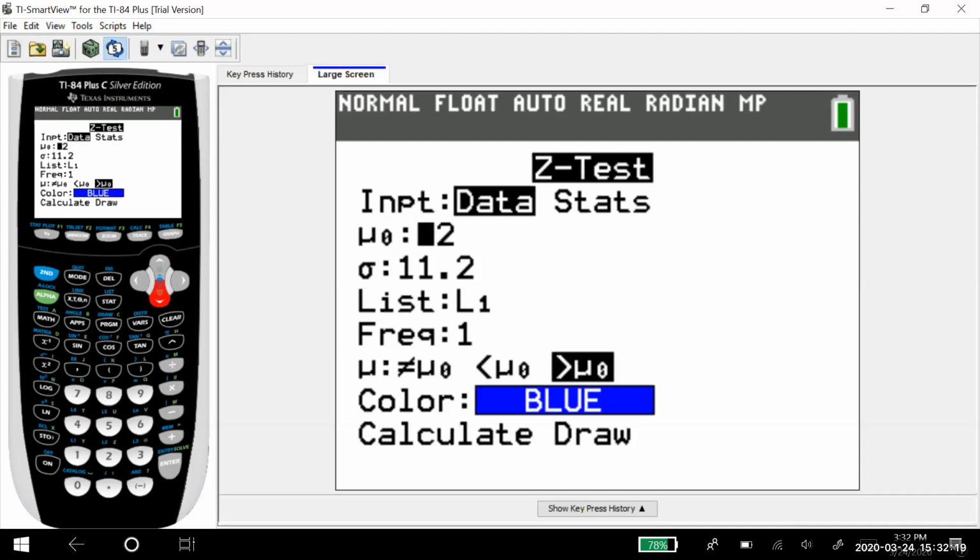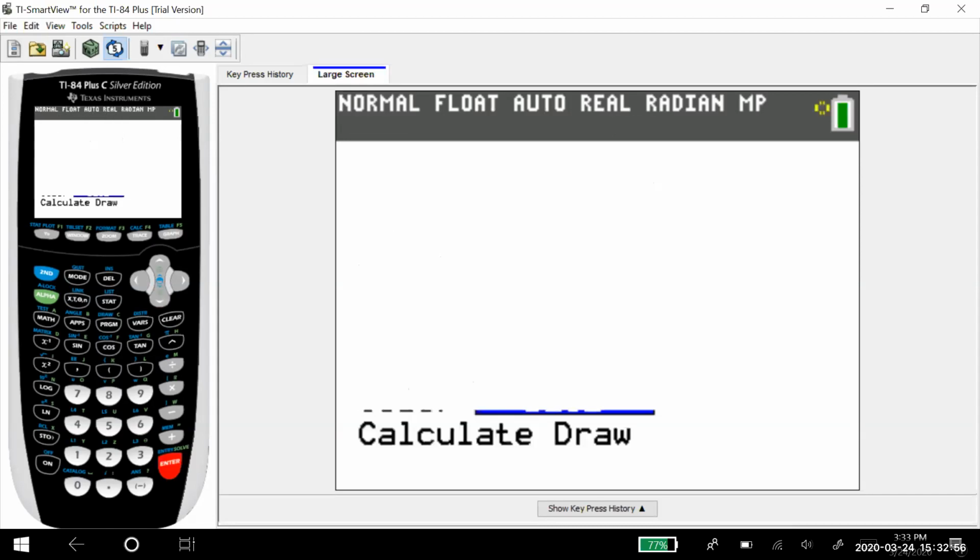The question says at the 1% significance level, do the data provide sufficient evidence that the age is less than 55 years old? So we're going to assume that it's equal to 55 years old. The standard deviation they gave me was 6.8 years. Our data is in list 1, so we're okay. Leave frequency at 1. Come down here, they said, is the age less than, so we have to go to where it says less than. Hit enter to select that. We want to see if the age is less than 55 years old. So now we go down to calculate, hit enter.